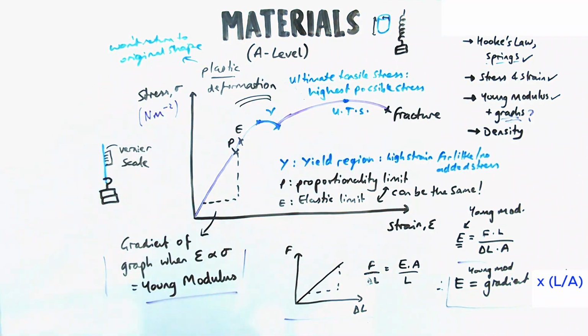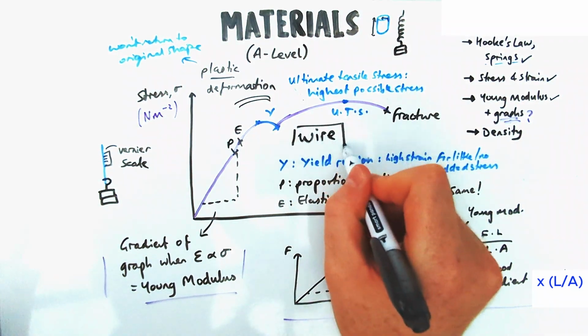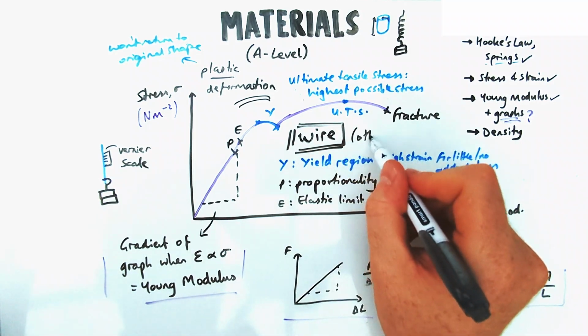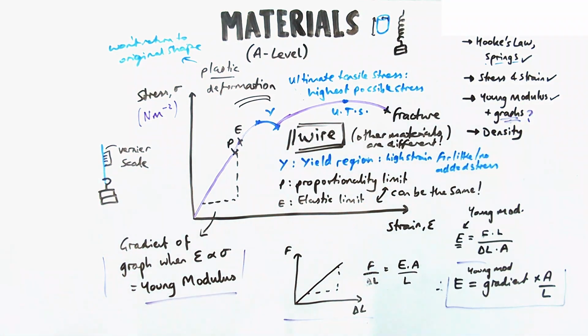So it's quite a confusing graph, and make sure you know the key points, how to label it and the shape of it. And bear in mind, as I mentioned before, this is for a wire or a ductile material, not for all materials. Most materials are not as complex a shape as this, but obviously most metals can be drawn into wires, and so therefore it's quite a common thing we're going to talk about.